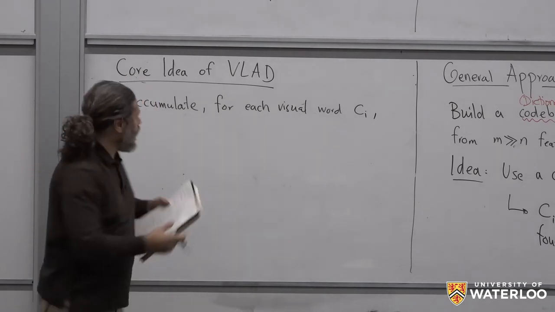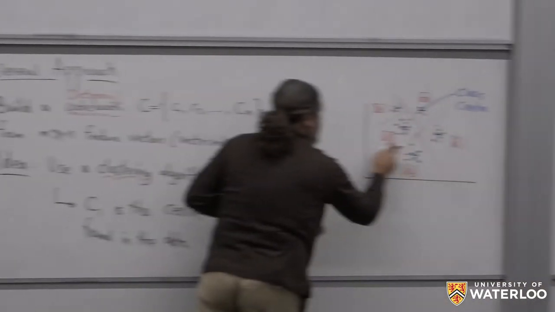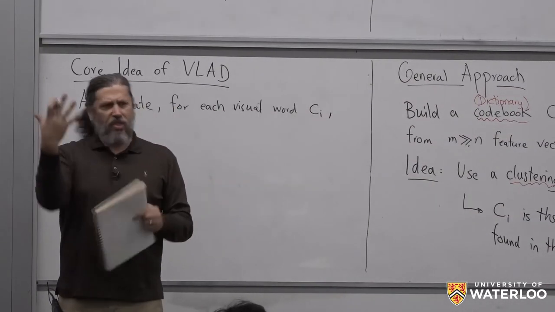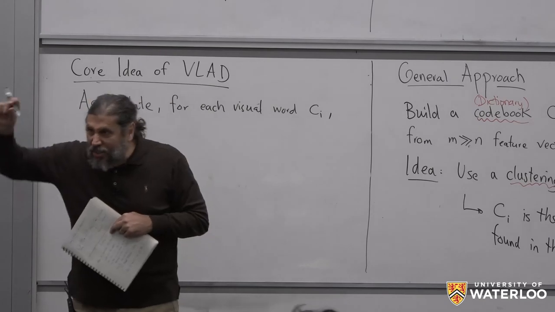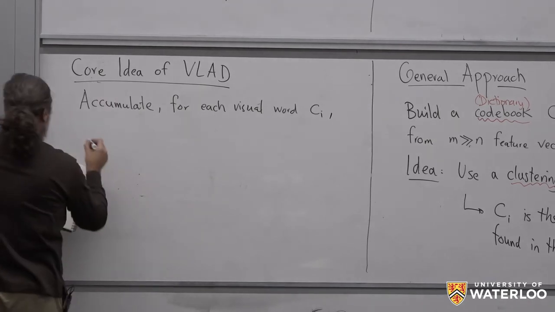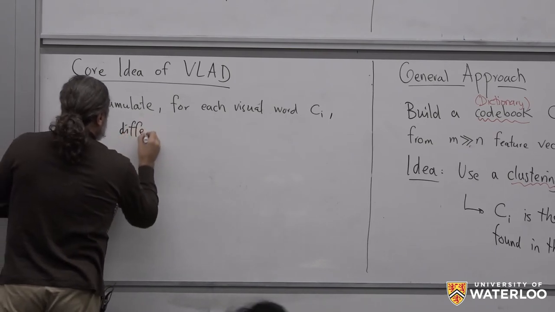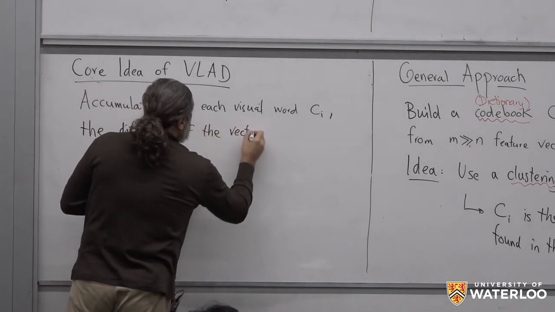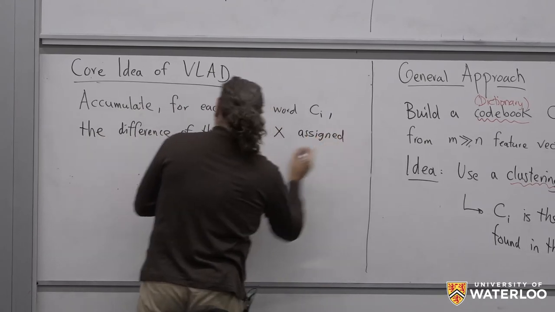Maybe I use VLAD. So accumulate for each visual word Ci. So these are visual word Ci. You see, we have broken down the image that we see as human and we understand at a glance. We have broken it down in tiny parts to make the computer understand the same thing that we understand. So accumulate for each visual word Ci the difference of the vectors x assigned to Ci.